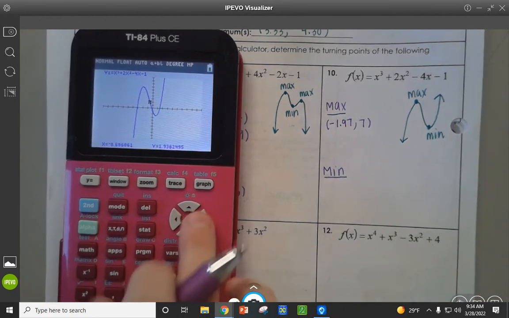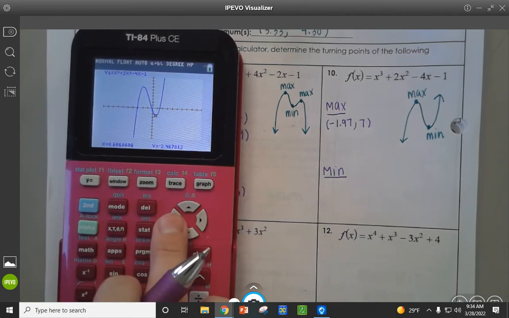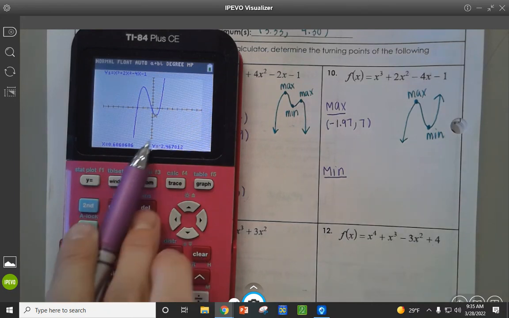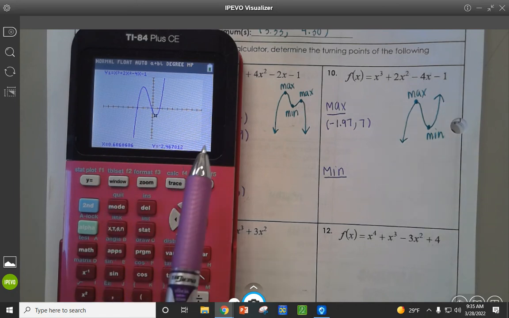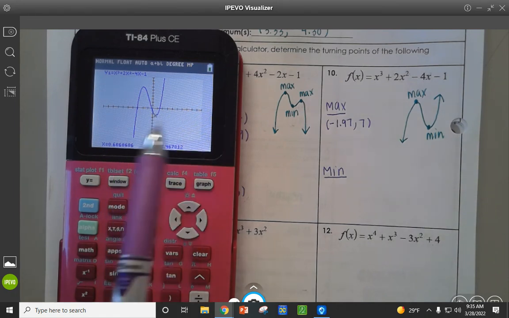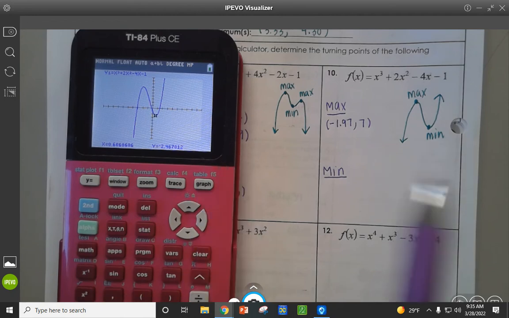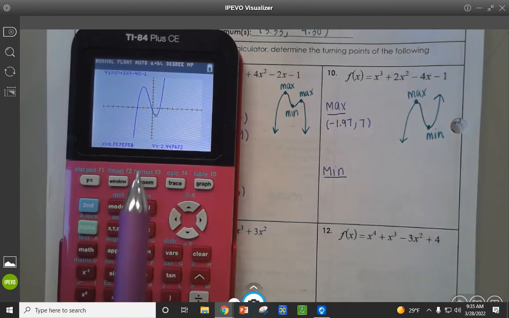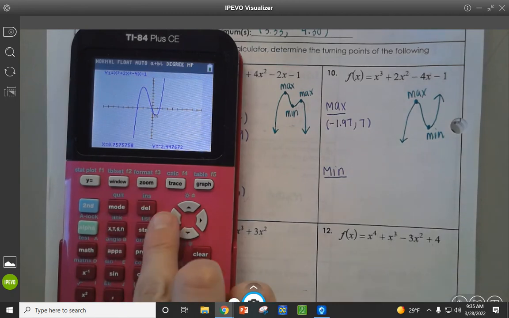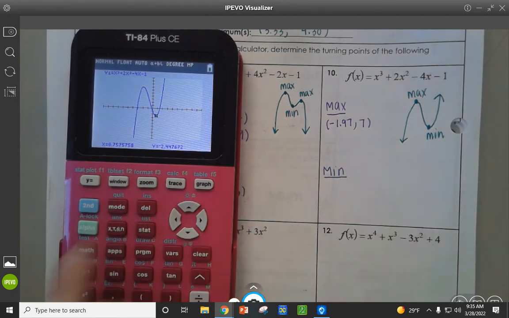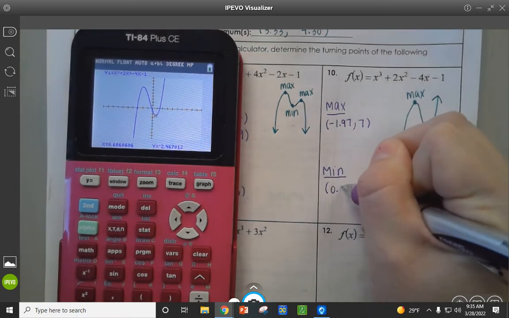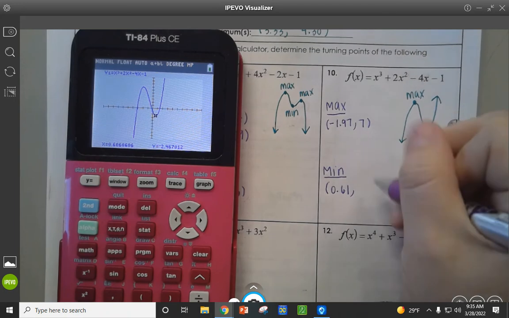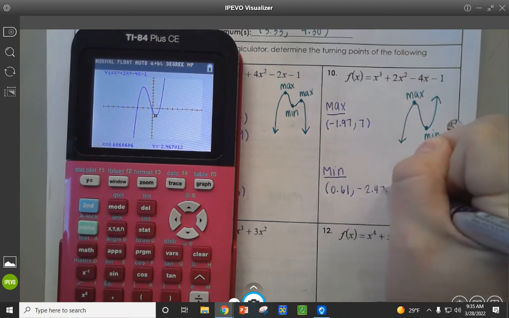And then the minimum, go down, down, down, down. So the lowest, if I'm not really looking at the graph, because sometimes the cursor can be misleading. I'm looking at where it actually has the y value, and I'm looking for the lowest number. So -2.46 is actually lower than -2.44, but those are really close together. So if you get one click off, that's fine. So this minimum is 0.61, comma, -2.47.